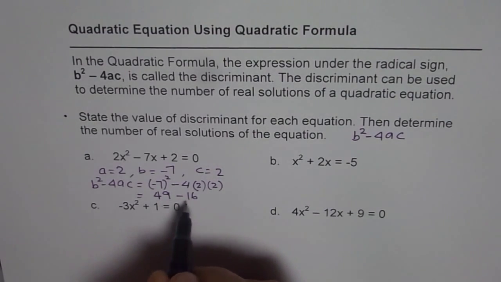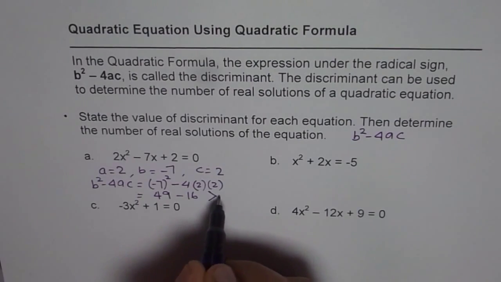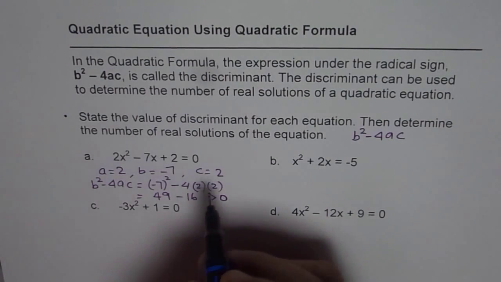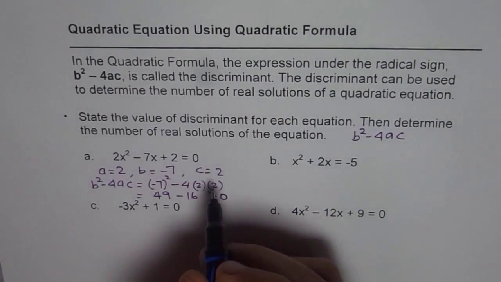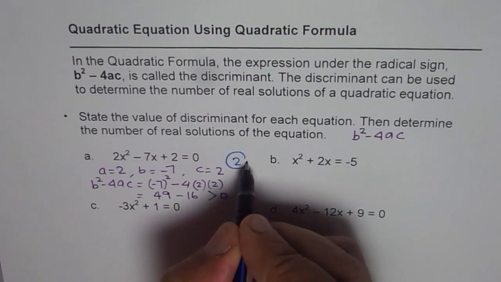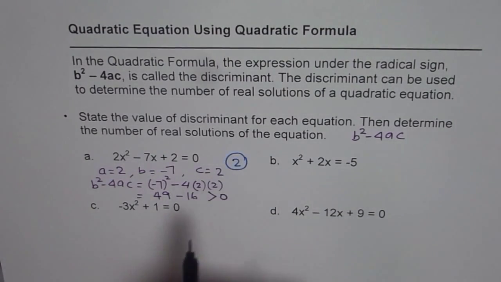So definitely this is positive. We can say this is greater than 0. If b squared minus 4ac is greater than 0, then how many solutions do you expect? If under the radical sign we have anything positive, then we have plus or minus two different values, and therefore we have two solutions. So the answer is two solutions for the first one.